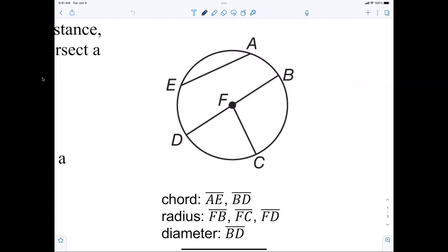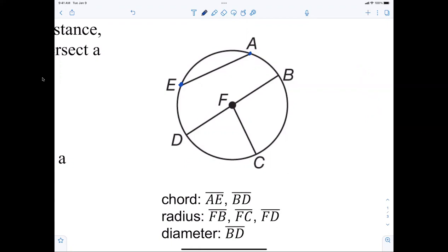Okay, EA. Does anybody know what that's called? Chord. That is correct. When two endpoints of a segment lie on a circle, it is called a chord. The largest chord is a what? Diameter. Thank you. The largest chord is, in fact, the diameter.